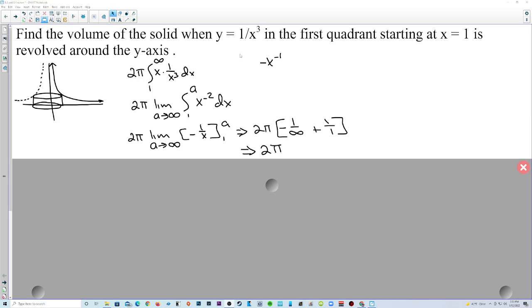Here we have the review of sections 8.2 and 8.4, getting ready for the test. Find the volume of the solid when y equals 1 over x to the third in the first quadrant, starting at x equals 1, is revolved around the y-axis.